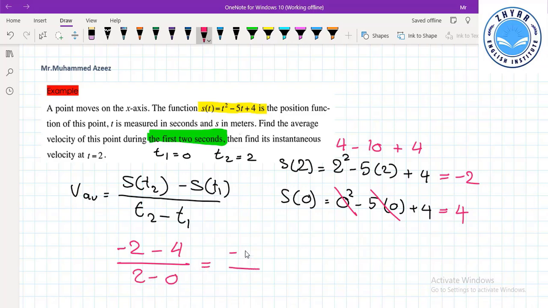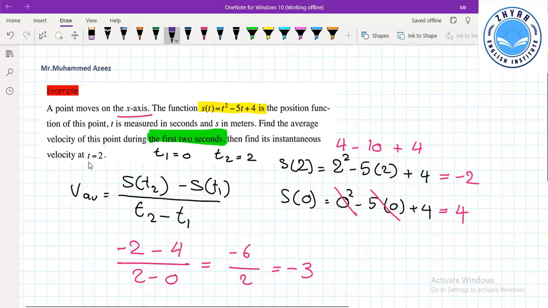The answer is negative 6 over 2 which is negative 3. Then negative 3 is the average velocity. Now, why this is negative, that's okay. If it's negative, the position is negative, means the point is moving to left. Why left? Because the motion is horizontal, so we only have left, right. That is the average velocity.